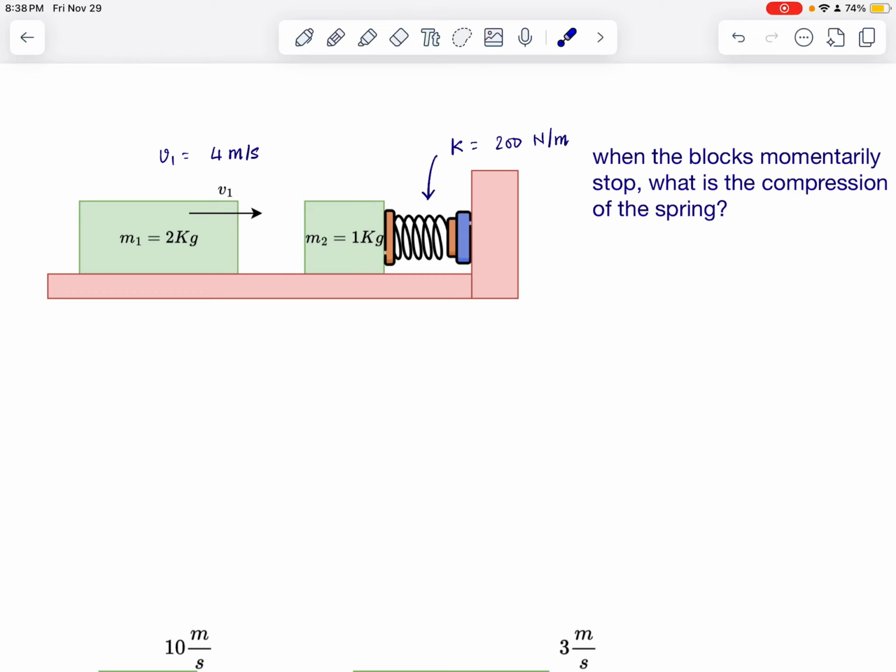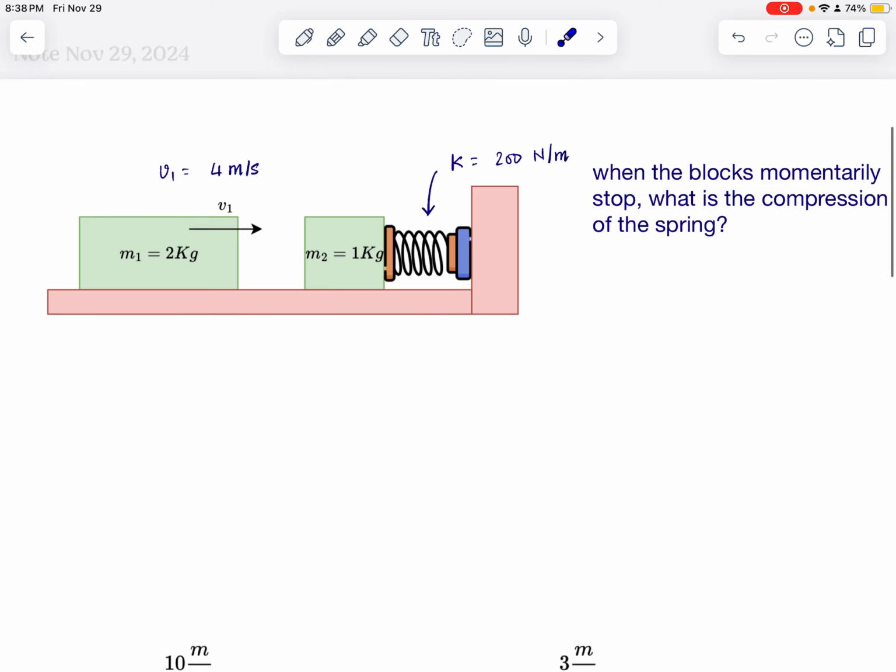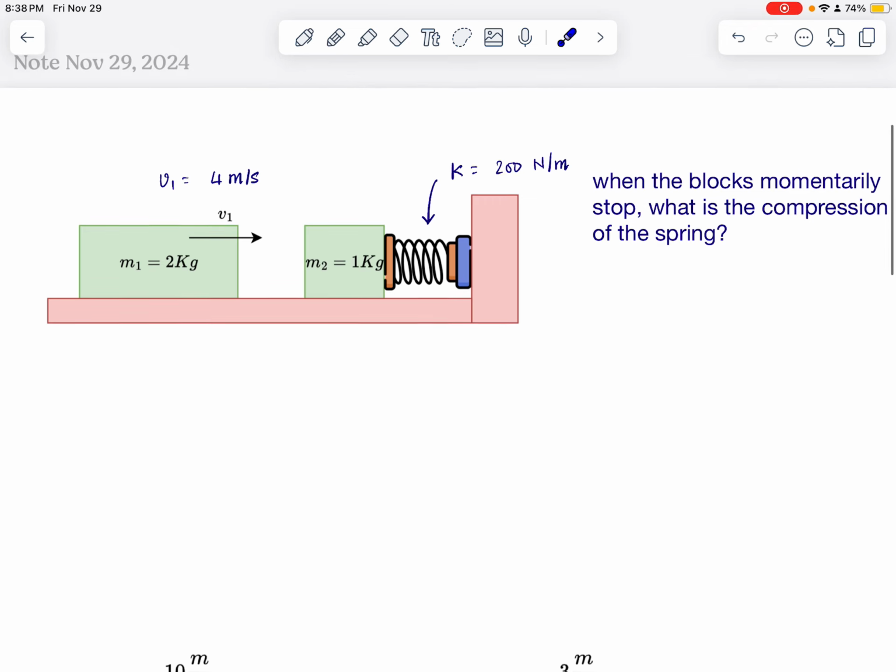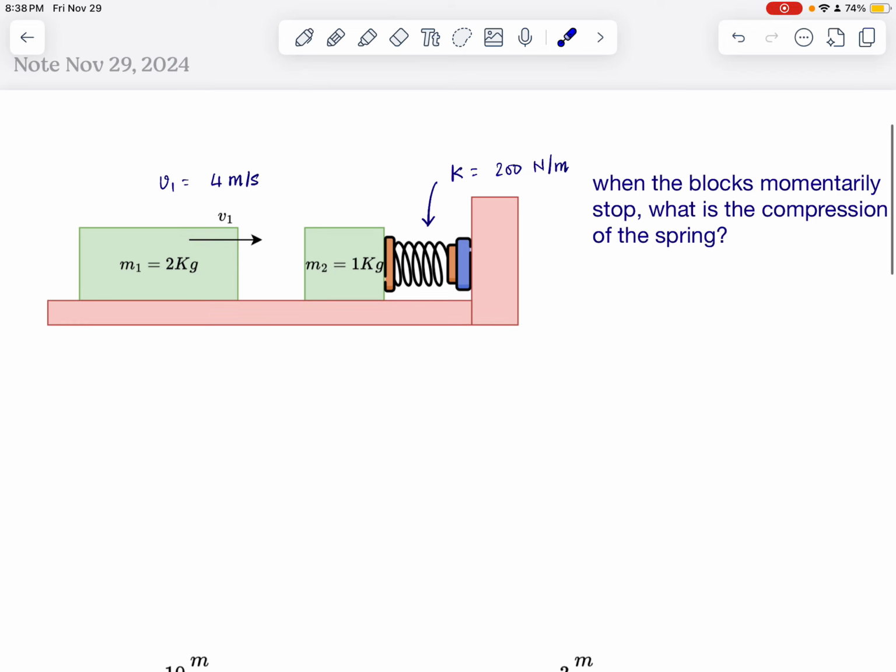In this video, we will deal with two problems, both involving blocks that are colliding and that are separated by springs. In the first problem, there is a mass m1 that's traveling towards the right, and it collides with a mass m2 that is attached to a spring. The spring is restrained by a rigid surface. Both these masses are sliding on frictionless surfaces.